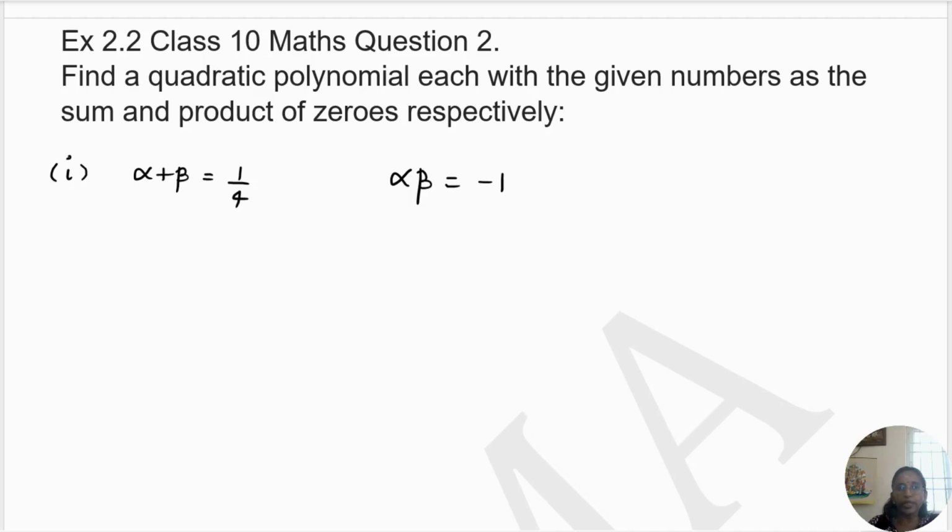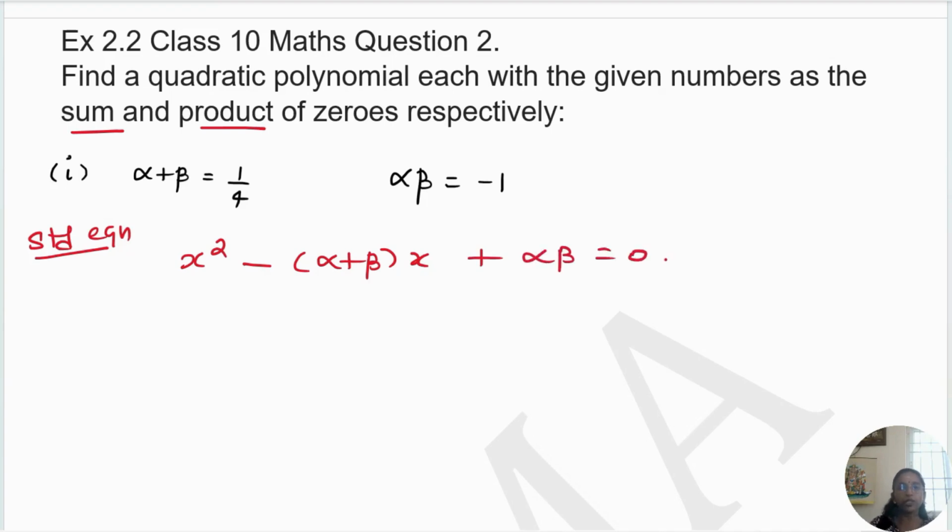Now moving to the question exercise 2.2. Question number 2. Find a quadratic polynomial each with given numbers as the sum and product of zeros respectively. So alpha + beta is 1/4 and alpha beta is −1. Before getting into this type of problem, you should remember the standard quadratic equation. If alpha + beta and alpha beta is given to us, then our equation will become x² − (alpha + beta)x + alpha beta is equal to 0.